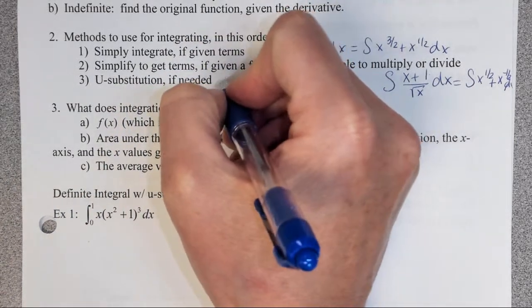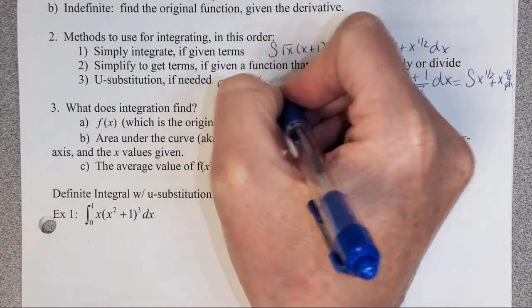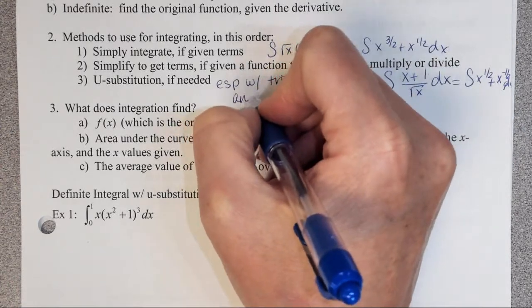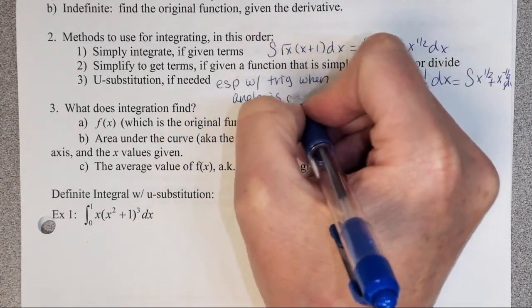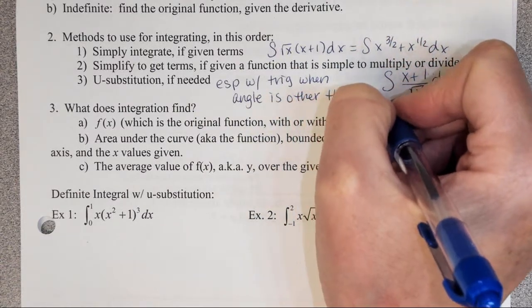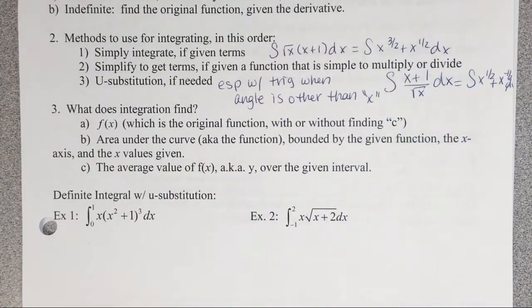We especially do this with trig when the angle is other than x. So if our angle is anything else than x, we have to do a u substitution.